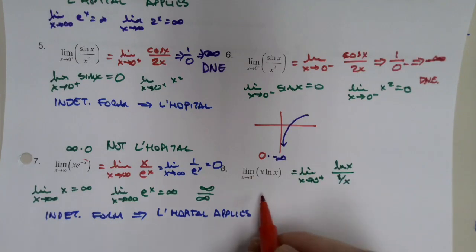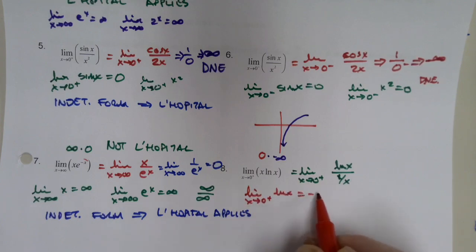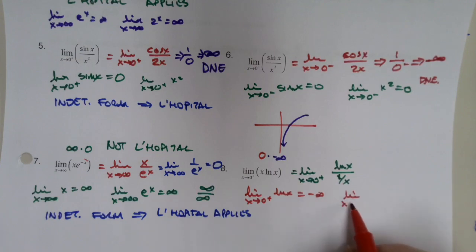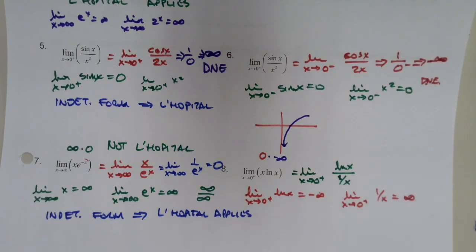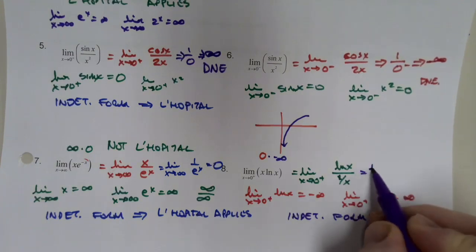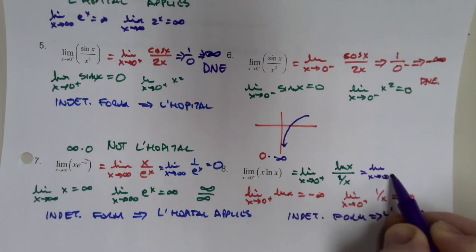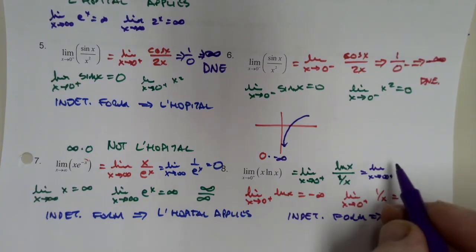Each one of these evaluated individually, the limit as x goes to 0 from the right of the natural log of x goes to negative infinity. The limit as x goes to 0 from the right of 1 over x is, in this case, going to go to a positive infinity. We've got infinity divided by infinity, therefore this is indeterminate, and we're going to apply L'Hopital. The derivative of the numerator, we're still writing our, oops, that should be a 0, not infinity.